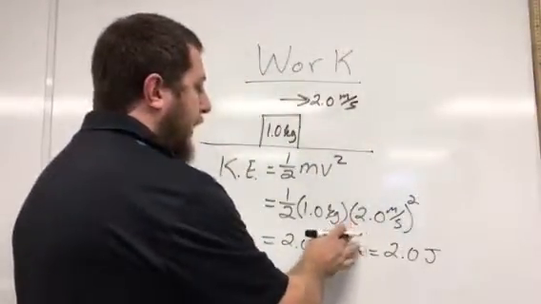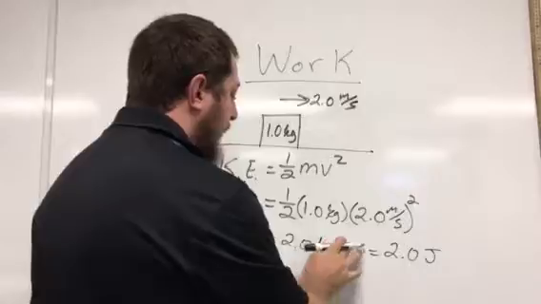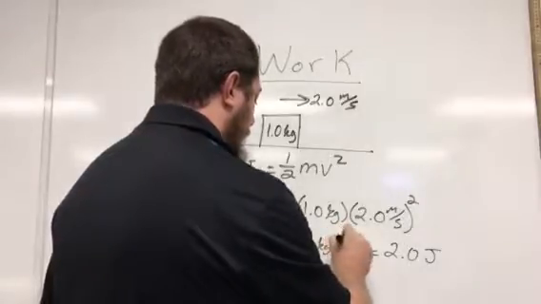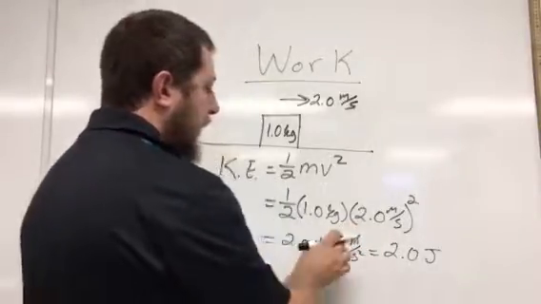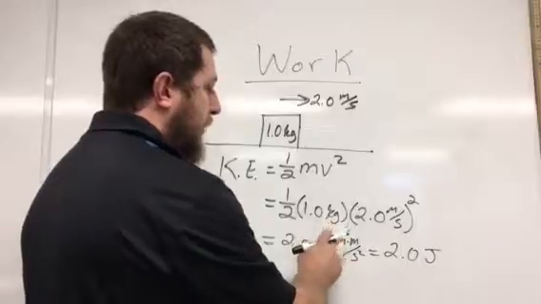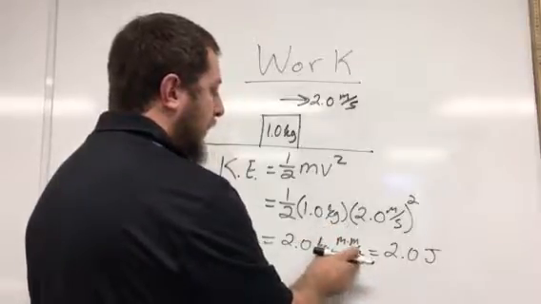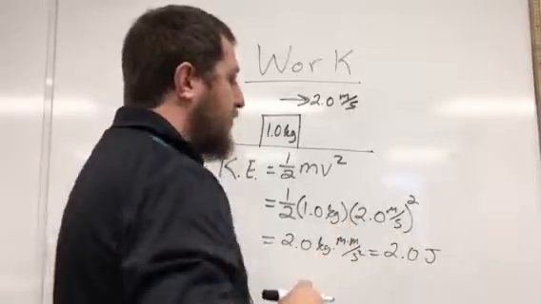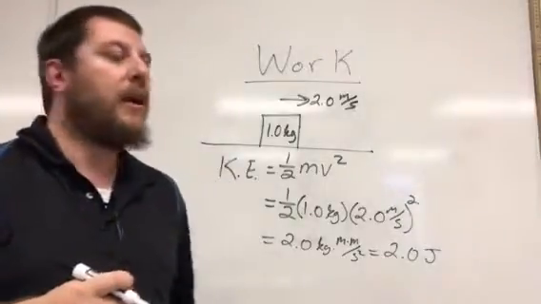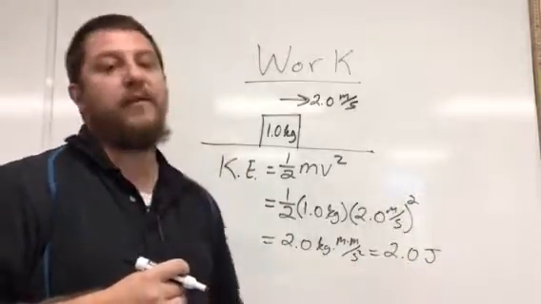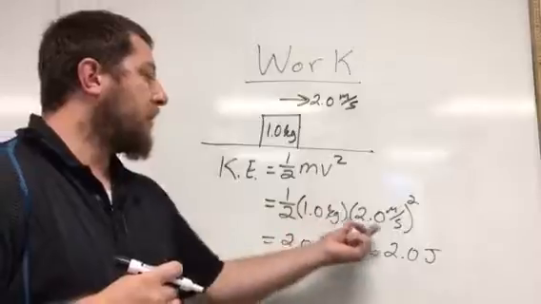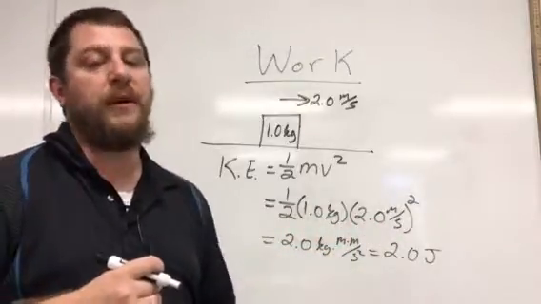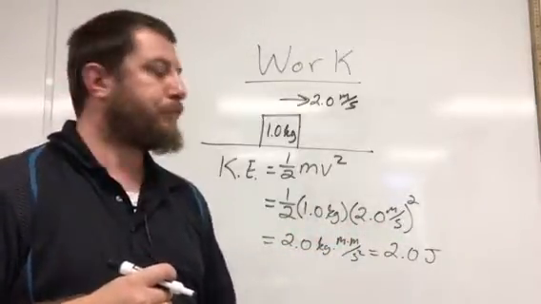If I take away the squared here and I write my meters as meters times meters, then I have kilograms times meters per second squared, which is my newtons, times this extra meter, which is newtons times meters. So these units do indeed give you joules, okay? So mass times velocity squared also gives you the units of joules.